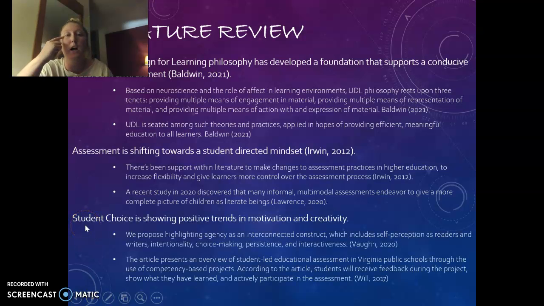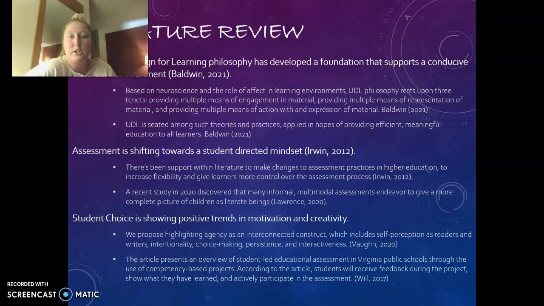So unfortunately, there's not a whole lot of research at the elementary level, but in regards to student choice, there is a ton at the college level. But I first started out looking at the Universal Design for Learning platform and how it supports a conducive classroom environment. So my first one is based on neuroscience and the role of affect in learning environments.